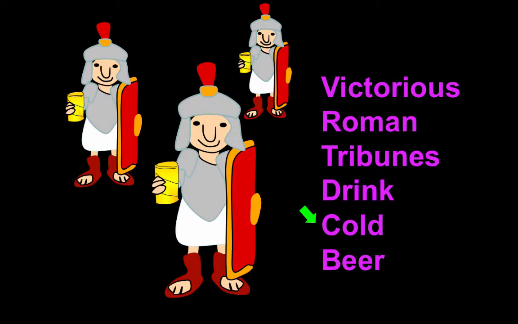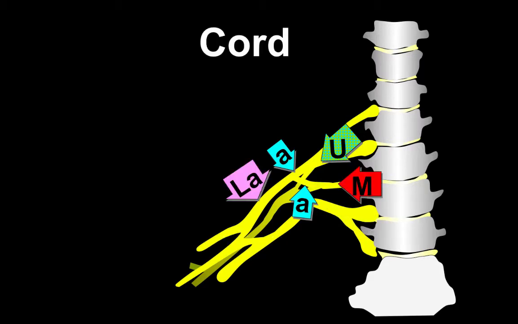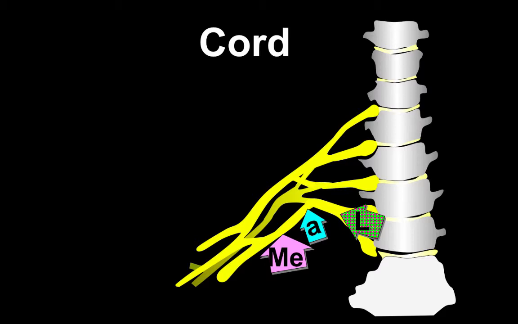Next, I go back to my mnemonic and use the first letter of the word Cold, C, to remind me of the cords of the brachial plexus. The anterior division of the upper trunk and the anterior division of the middle trunk join together to form the lateral cord. The anterior division of the lower trunk continues distally without joining any other fibers to form the medial cord.